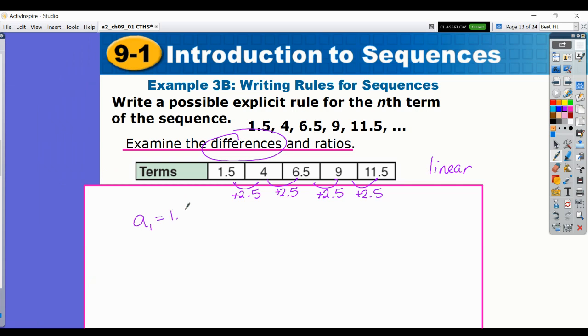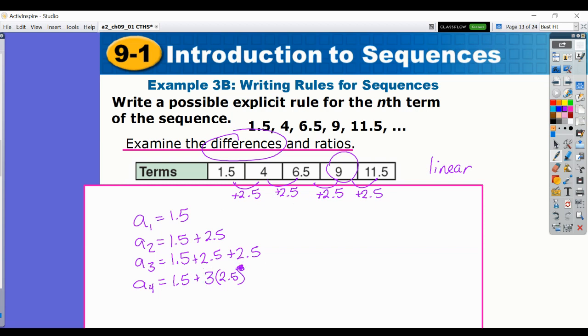The first term is 1.5. To get the second term, we took 1.5 plus 2.5. To find the third term, we took what we had, 1.5 plus 2.5, and then we add another 2.5. Let's shorten that. For the fourth term, 1.5 plus, how many 2.5s are we going to have? Again, we have 4. The fourth term, 1, 2, 3, 4. To get here, how many 2.5s did I add? I added 3 of them, 3 times 2.5.